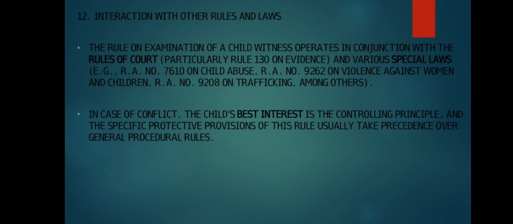I'm Mersabi Ayushjan, and this is my report about interaction with other rules and laws. The rule on examination of child witness operates in conjunction with the Rules of Court, particularly Rule 130 on evidence, and various special laws: Republic Act number 7610 on child abuse, Republic Act number 9262 on violence against women and children, and Republic Act number 9208 on trafficking, among others.